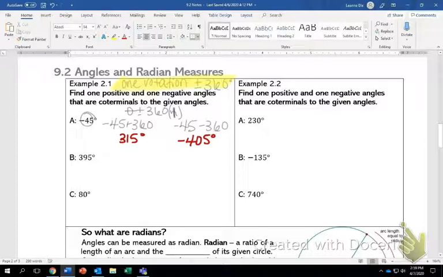All right, so the next one, same thing again, 395. It doesn't matter how big the initial degree is, it has no bearing on our process. We're just adding or subtracting 360 each time. This is going to give me, if I add, 755 degrees, and if we subtract, we'll end up with 35 degrees.